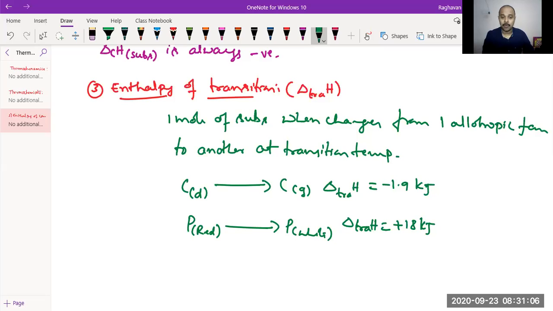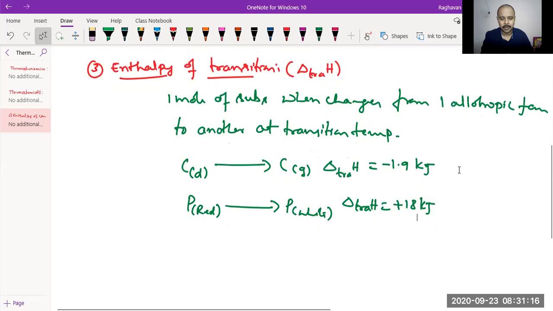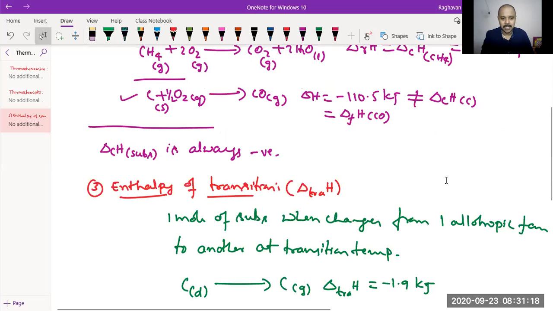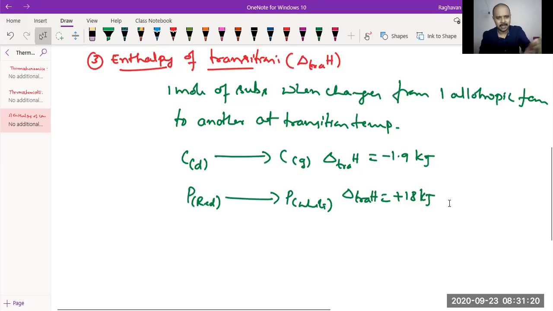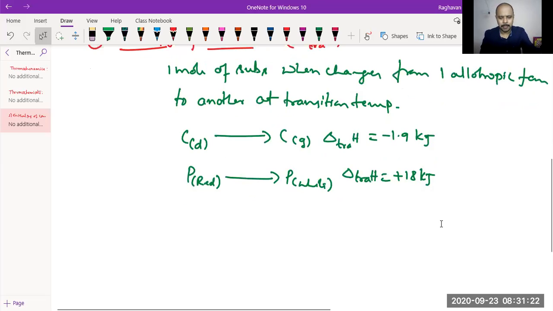Combustion: 1 mole of reactant or substance when burnt in excess of air or oxygen. Similarly, formation: 1 mole of substance formed from its elements. In their standard physical state, it becomes standard enthalpy of formation. Here also, at 1 bar pressure and given temperature, the respective enthalpy can be standard enthalpy change, standard enthalpy of transition, standard enthalpy of combustion.